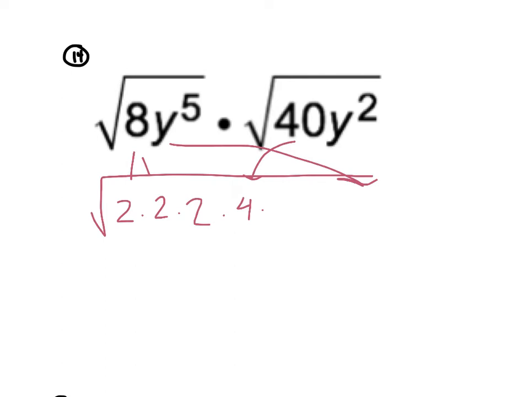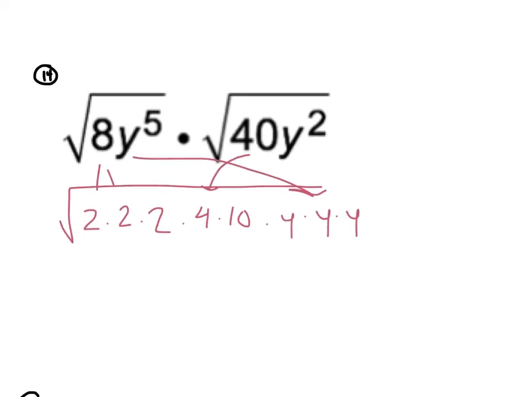So the 40 breaks down into 4 times 10. And then we have 5 y's and 2 y's, so I'm just going to write them all down. So in total, we have 7 y's. So we have y times y times y times y times y. So that's our first 5, and then we have 2 more. Okay.